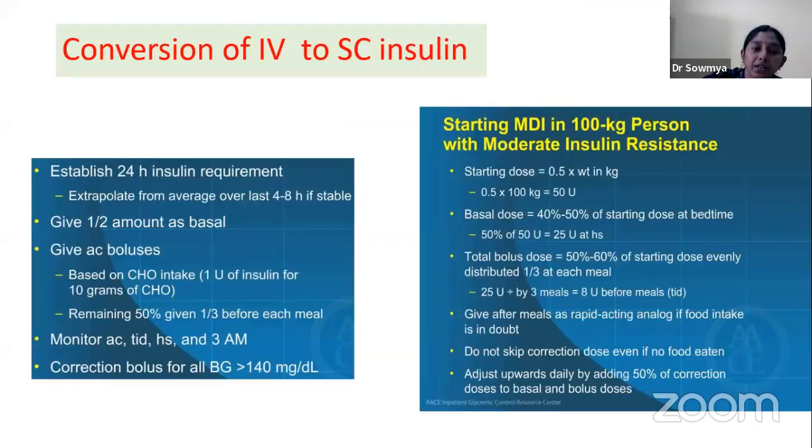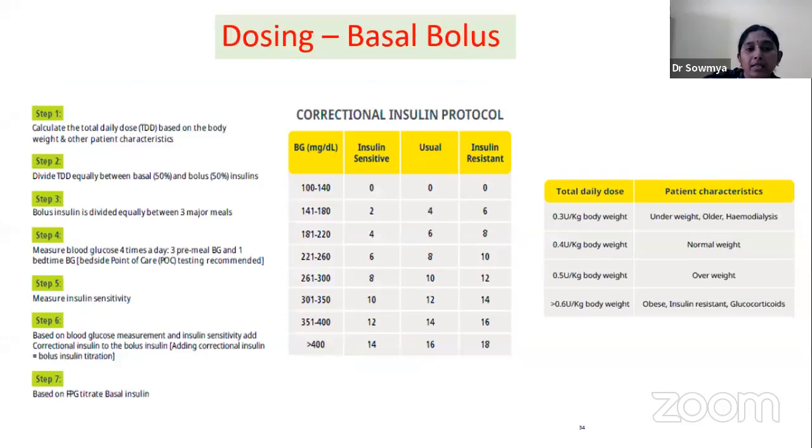And the correction boluses will be based on the carbohydrate intake. So for every 10 grams of carbohydrate intake, 1 unit of insulin should be given as correction bolus. And monitoring should be done accordingly, 3 times a day, at bedtime, and usually at 3 a.m. in the morning. So how should we start the multiple drug injections? Before going to this example, we'll see the next slide.